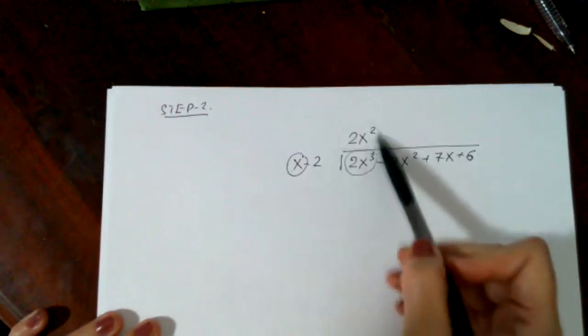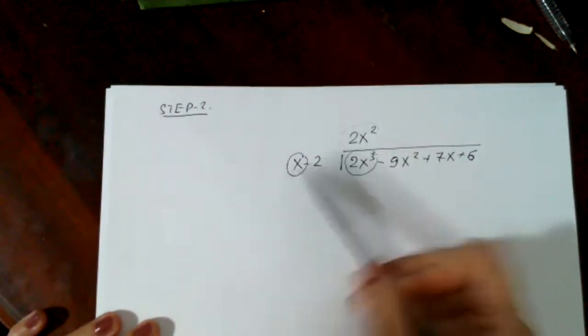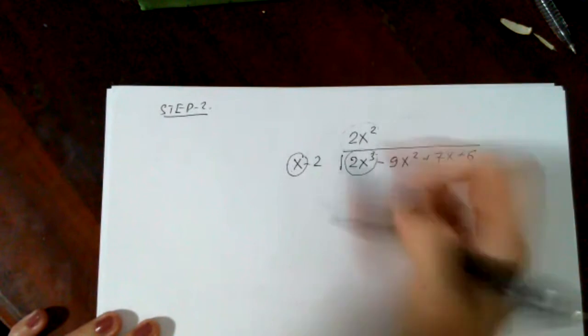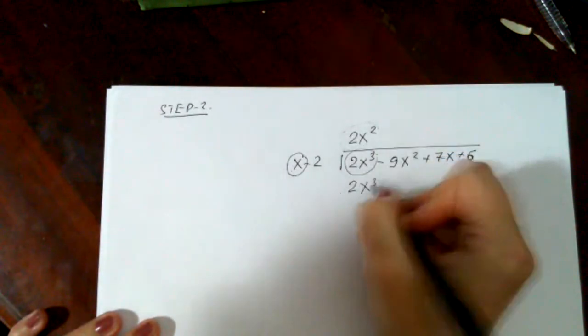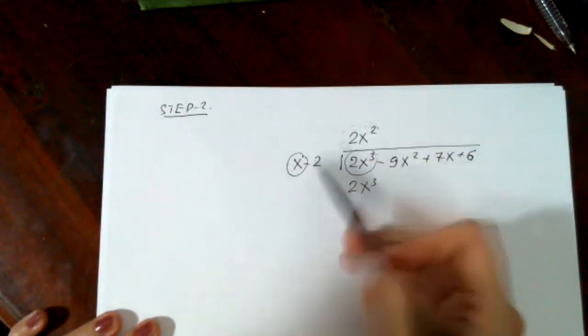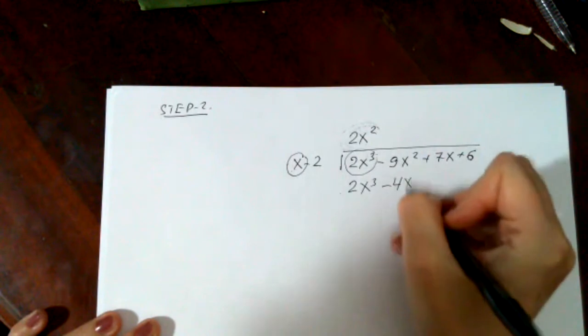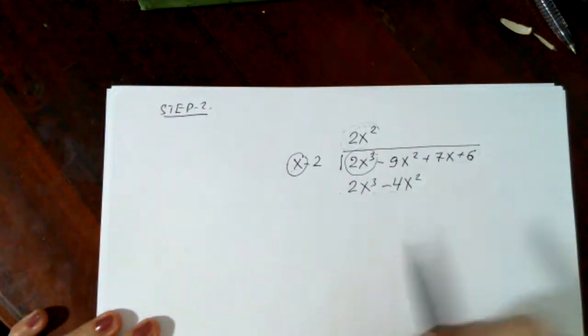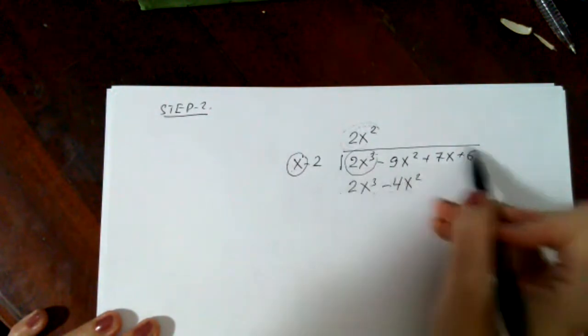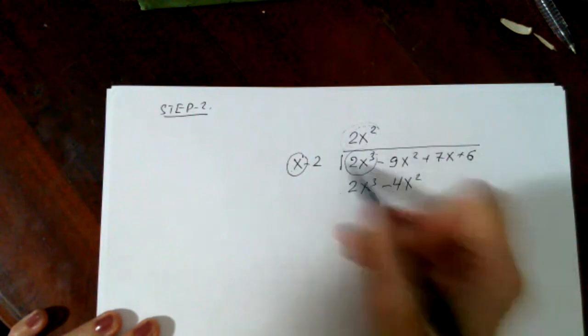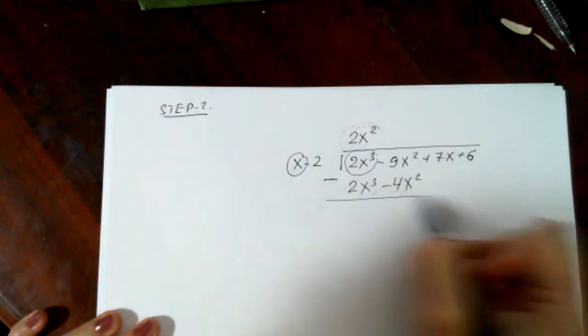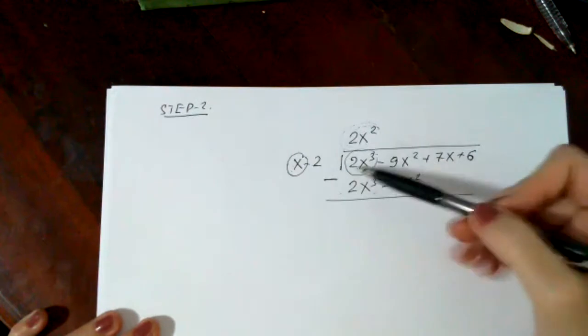You need to multiply this obtained result by these two guys. So 2x squared times x will be 2x cubed. Then 2x squared times minus 2 will be minus 4x squared. So you write it here. And then you need to subtract this result from this result, minus. Let's put minus here. You can do it term by term.